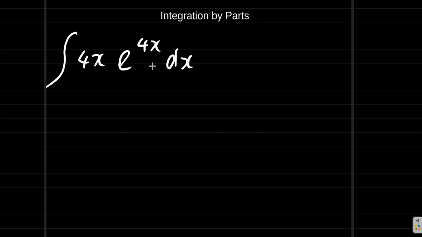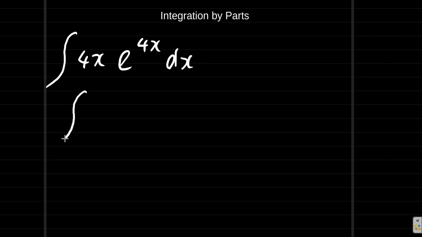Let us integrate 4x e to the 4x dx. Now, we're going to use integration by parts because we see we have two functions in x that multiply each other. I was going to think about putting the 4 behind the integral sign, but we don't have to do that as yet. Let's look at the integration by parts formula.